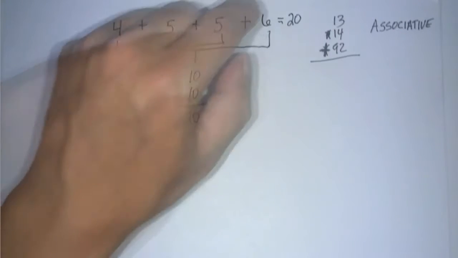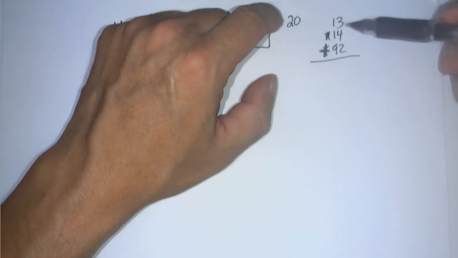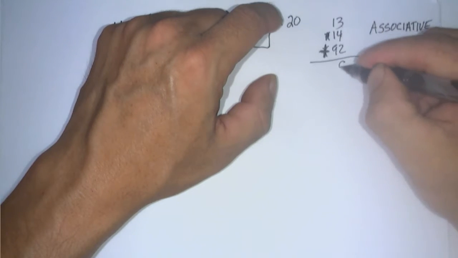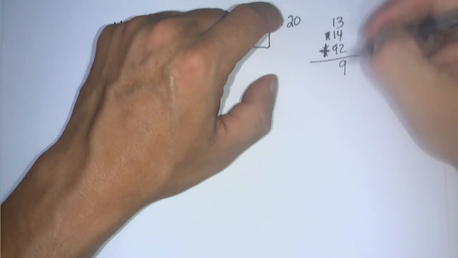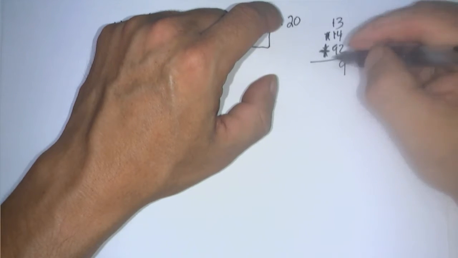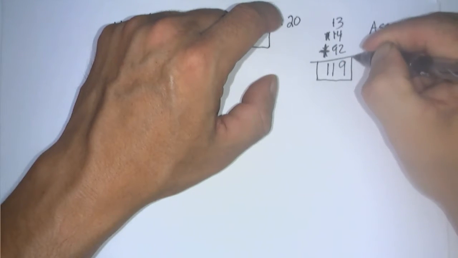So now we can add this one. We add it the same way. We add the ones column. 3 plus 4 is 7, and 7 plus 2 is 9. And then there's nothing to carry. 9 plus 1 is 10, and 10 plus 1 is 11. So the sum of these numbers is 119.